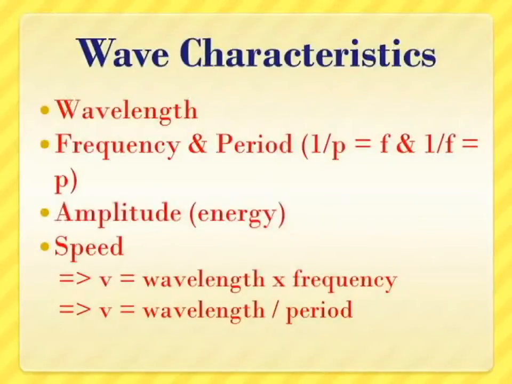Wave characteristics will go with any wave, whether it's a longitudinal wave, a torsional wave, or a transverse wave. The first thing I want you to know about is wavelength. Then we've got the period and the frequency. Notice, guys, I have equations back there. I'm not going to expect you to know those equations, but I do want you to realize that frequency and period are inverses of each other. Then we've got amplitude, which is a measure of the energy. And then we can talk about the speed of the wave, and there are two forms of that speed: wavelength times frequency, or wavelength over the period.